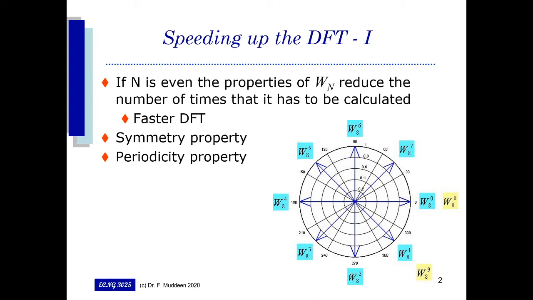We also took advantage of the periodicity property, meaning that if the index of the factors exceeded the initial range, such as W8 of 8, it's just going to be the same as W0 of 8, in order to speed up our calculations for the DFT.